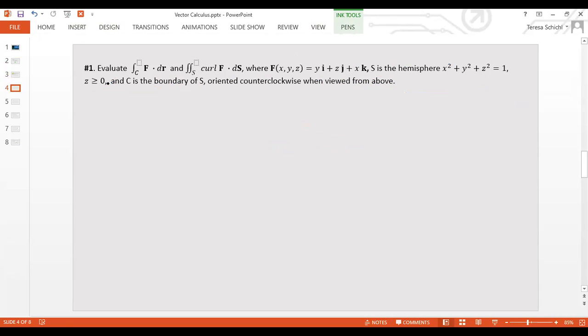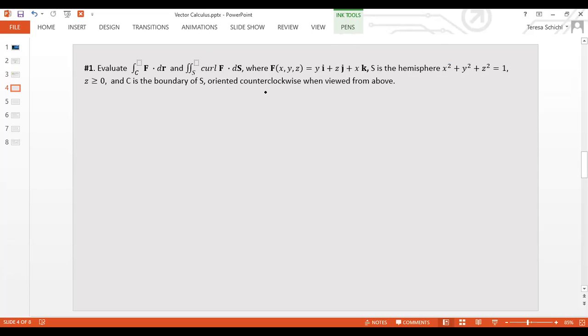Let's take a look at several problems and see if we can do them. The first one: evaluate the line integral of F dot dr and the surface integral of curl F. Here the vector field is defined in terms of y and z, and the surface is the upper hemisphere, just half of a sphere: x squared plus y squared plus z squared equals 1, with z greater than 0. That means it sits on top of the xy plane.